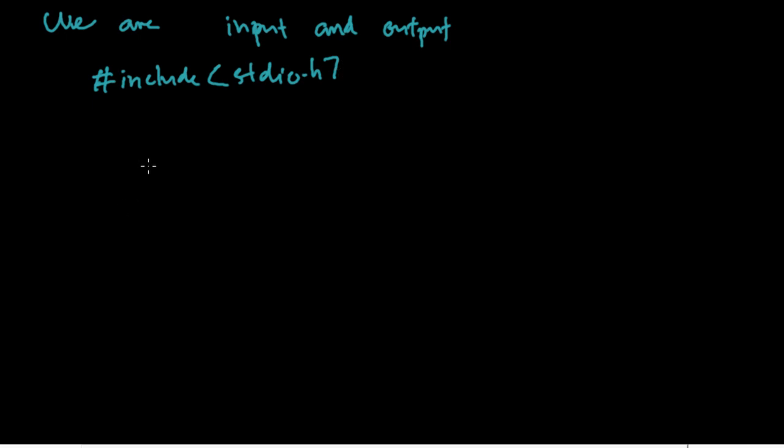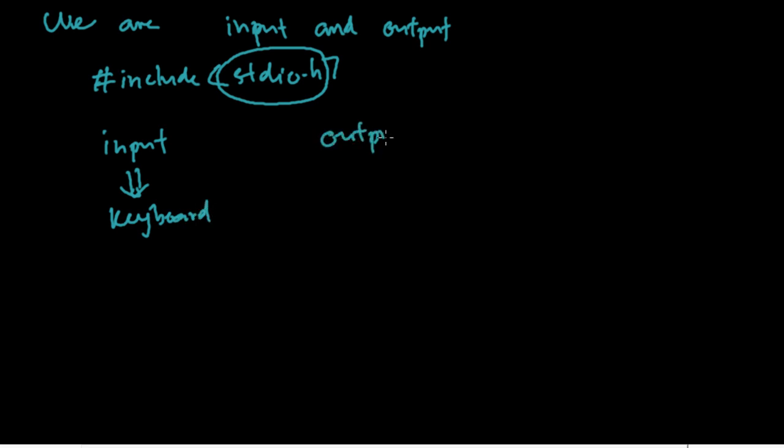To output and input something, we have to use functions from here. Now I don't want to confuse you any further. Let's look at it like this. In this whole playlist, we're only going to talk about one kind of input, which is from the keyboard, and only one kind of output, which is from the monitor or screen.